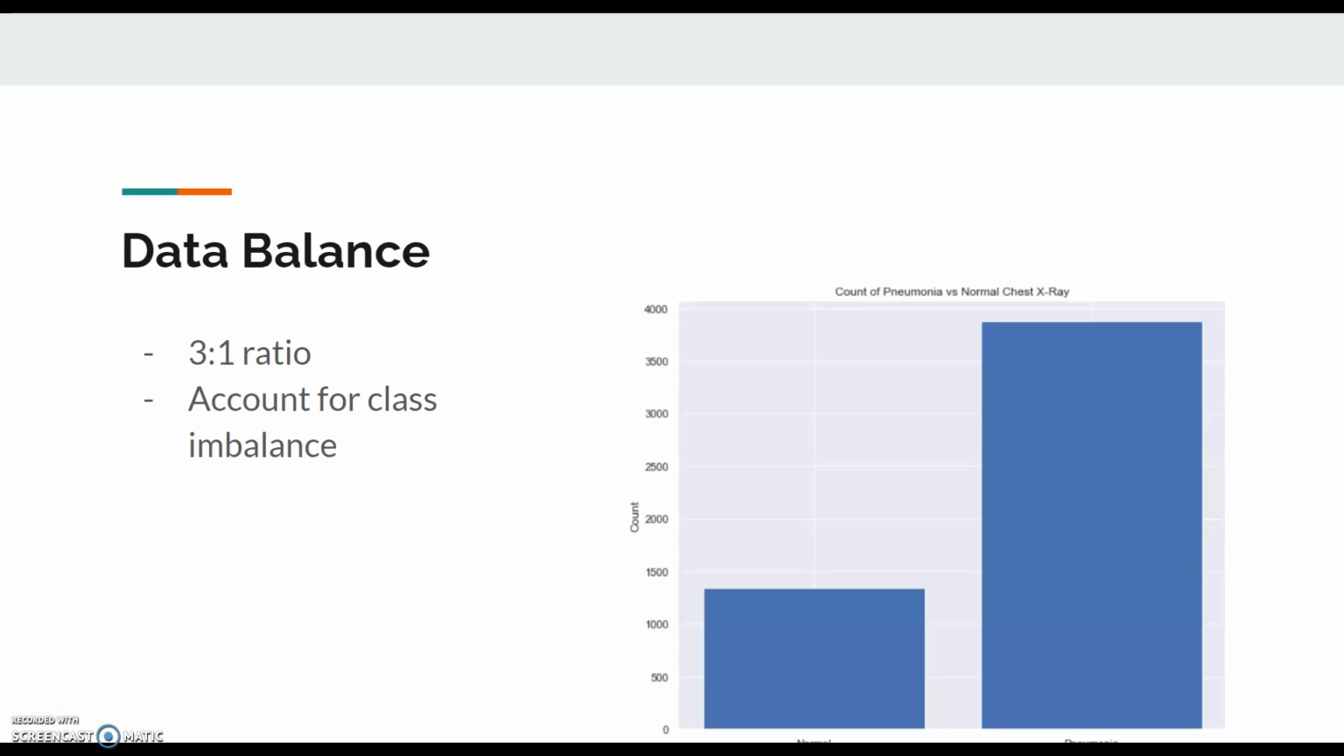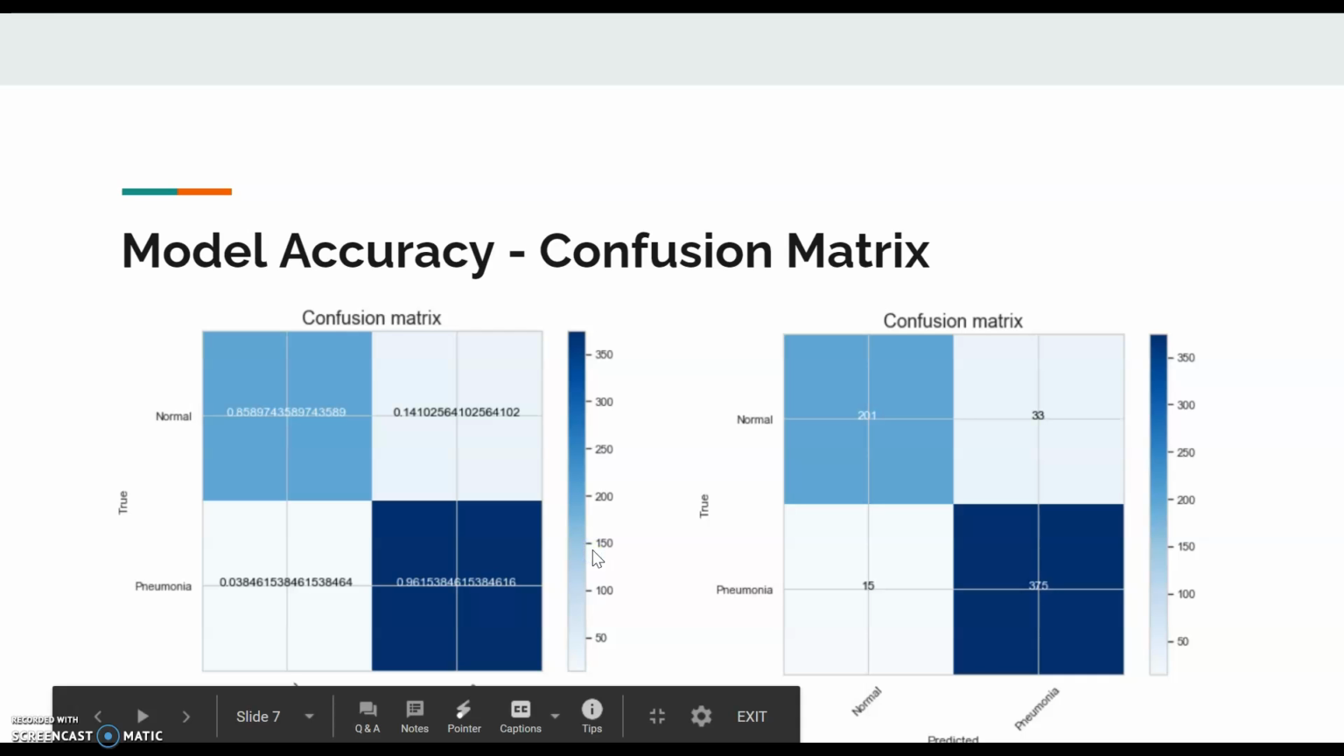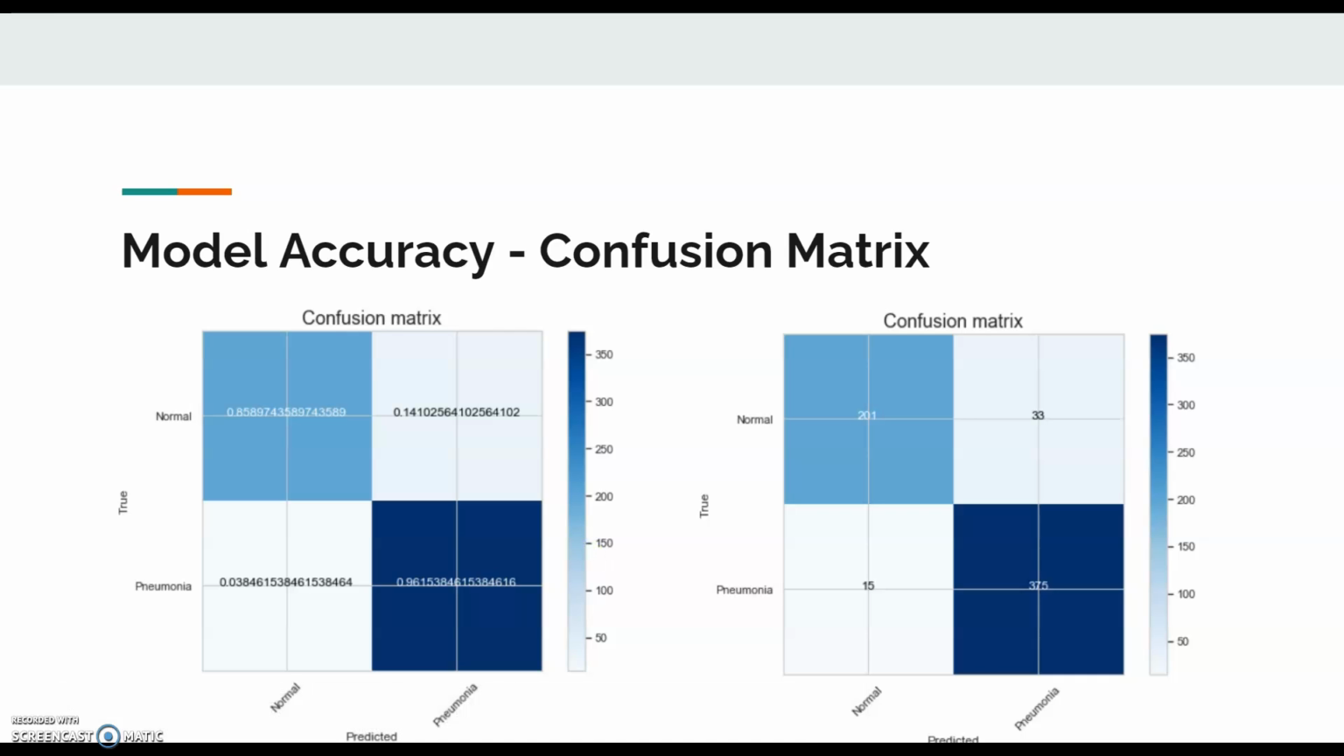Now let's check the balance of our data. Here we have a graph depicting the count of pneumonia versus normal chest X-rays. And as we can see, there's about a 3-to-1 ratio of pneumonia to normal patients. We will account for this class imbalance when we create our model. So after creating our model, we want our final model. We will skip straight to the final model.